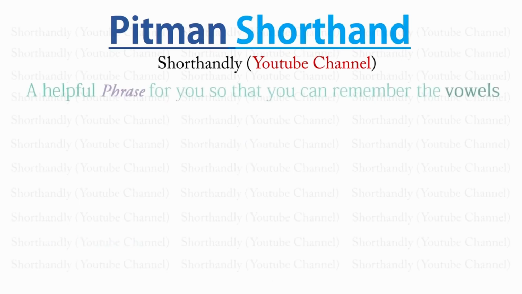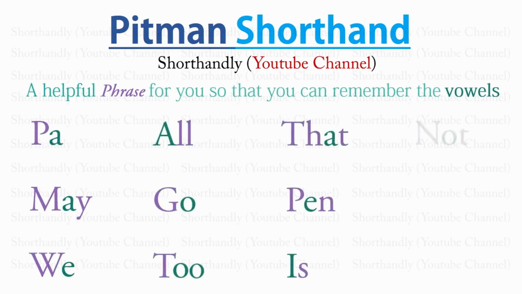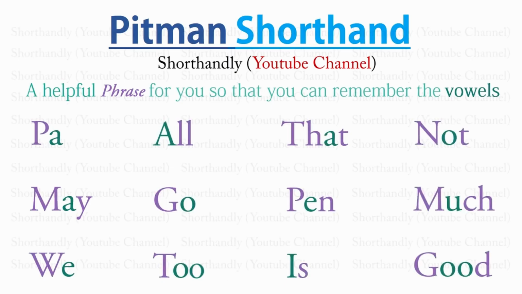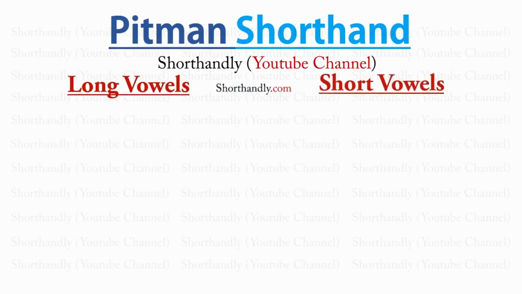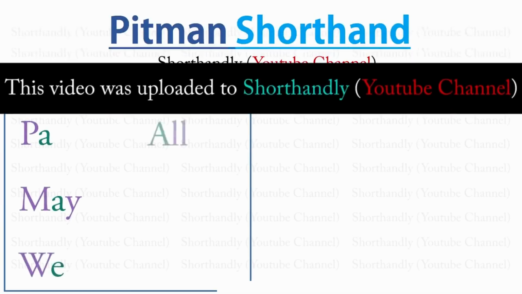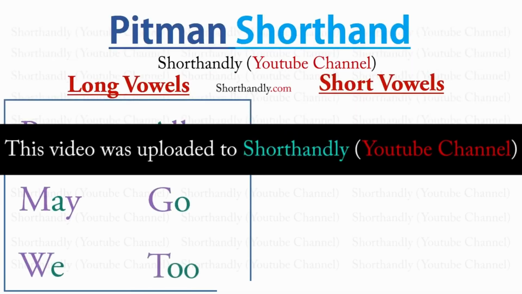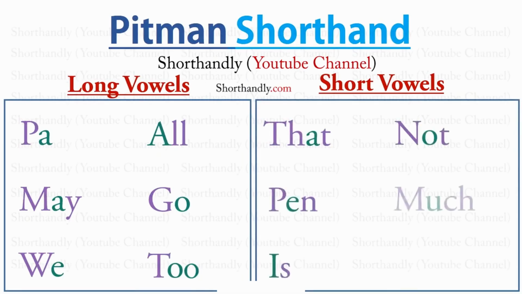Now there's a special phrase that you can memorize so you can remember these vowels, and that phrase is: pa may we all go to, that pen is not much good. Now these vowels are divided into two categories, long vowels and short vowels. The vowels that come in long vowels are pa may we all go to, and the vowels that come in short vowels are that pen is not much good.